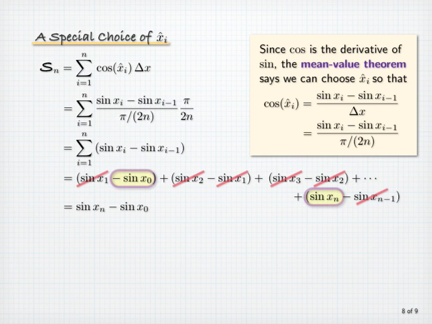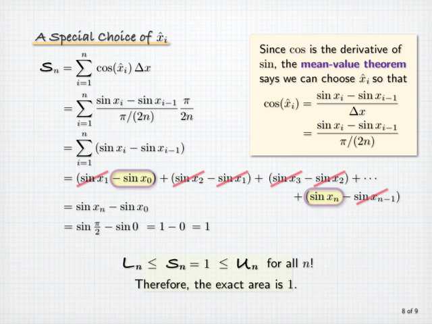Now let's recall that xn is the right endpoint, pi over 2, x0 is the left endpoint, 0, and so we have sine of pi over 2 minus sine of 0, which equals 1 minus 0, or 1. So for all n, with this special choice of x hat sub i, we have Sn equal to 1. And so we can say that every lower sum is less than or equal to 1, every upper sum is greater than or equal to 1, and therefore the exact area must be 1.